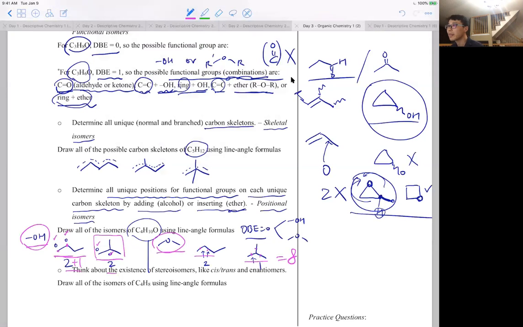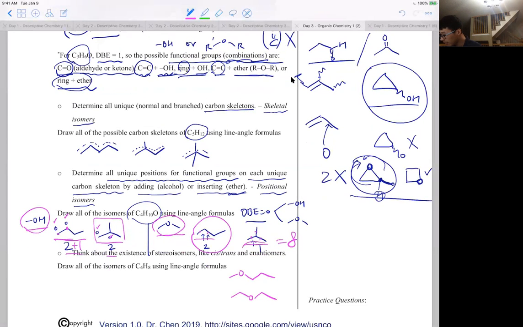Do I have anything repeated? Dimethyl ether? Because there are 4. I don't think I have anything repeated. Because here, think about, one is like this, another one is like this. Obviously, they are different, right? And the right one is even more different than this one, right? So those 3, they are all different.